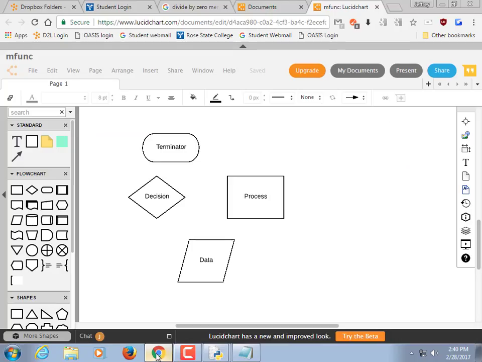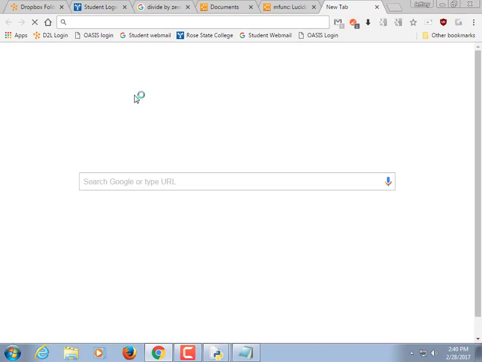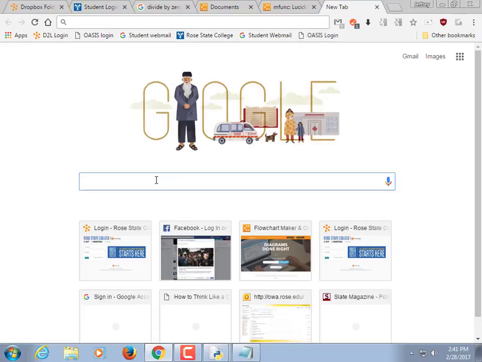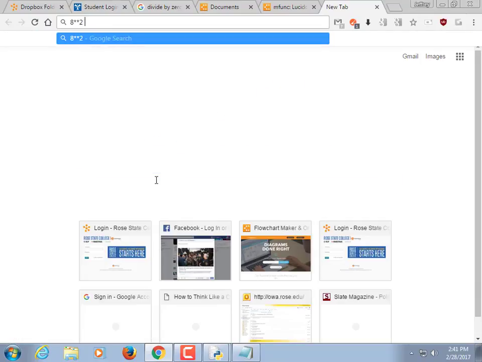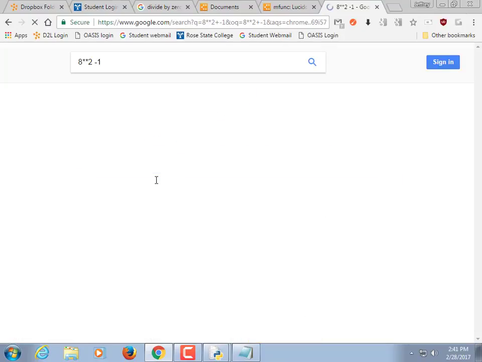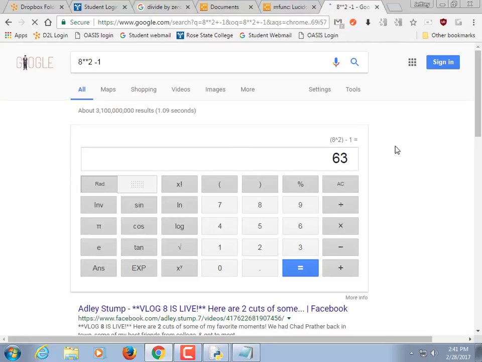Why are you not popping up? Okay. Google is my favorite calculator. Come on. There we go. So 8 to the power of 2 minus 1 is 63. So counting black, which would be 0, your old Nintendo probably had a palette of 64 colors to choose from, and actually fewer than that on the screen at the same time.